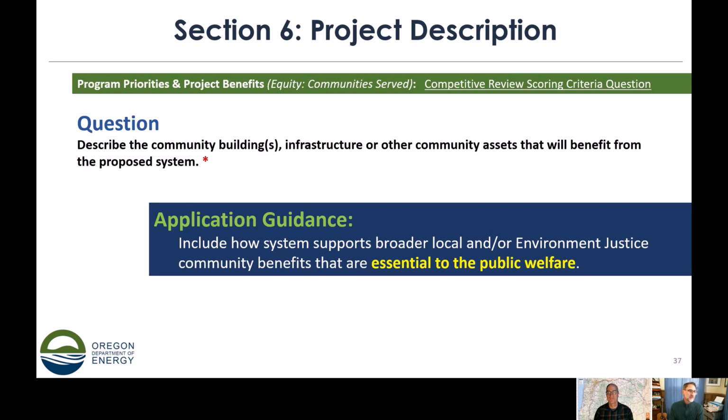And Clay, do you have any more you want to add in there? This ties in as well with the equity scoring criteria, and so describing who you're serving and how you're serving them with your project is the key aspect here. And again, an example from round 1 would be where a city partnered with a community agency, and the system was put on that community agency. They went into great detail about the population that they serve and how they serve them, and the net metering and the backup capabilities that were provided by their project. Excellent. Thank you, Clay.